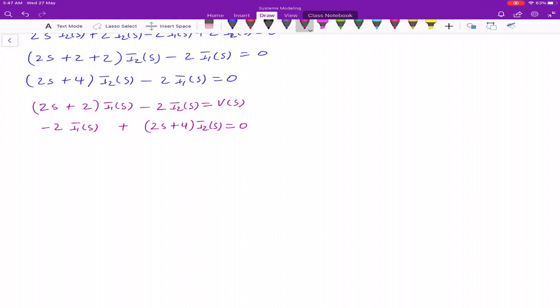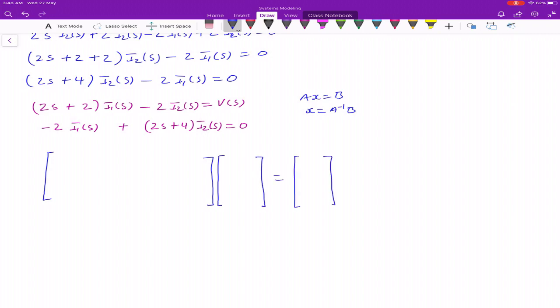From there we can write this in matrix format, whereby we want AX equal to B, and we can find X equal to A inverse times B, or apply Cramer's formula. I'm going to use Cramer's formula here, and if you are not familiar with it, please look at our previous example. So say we are going to have an A matrix times something is equal to something.